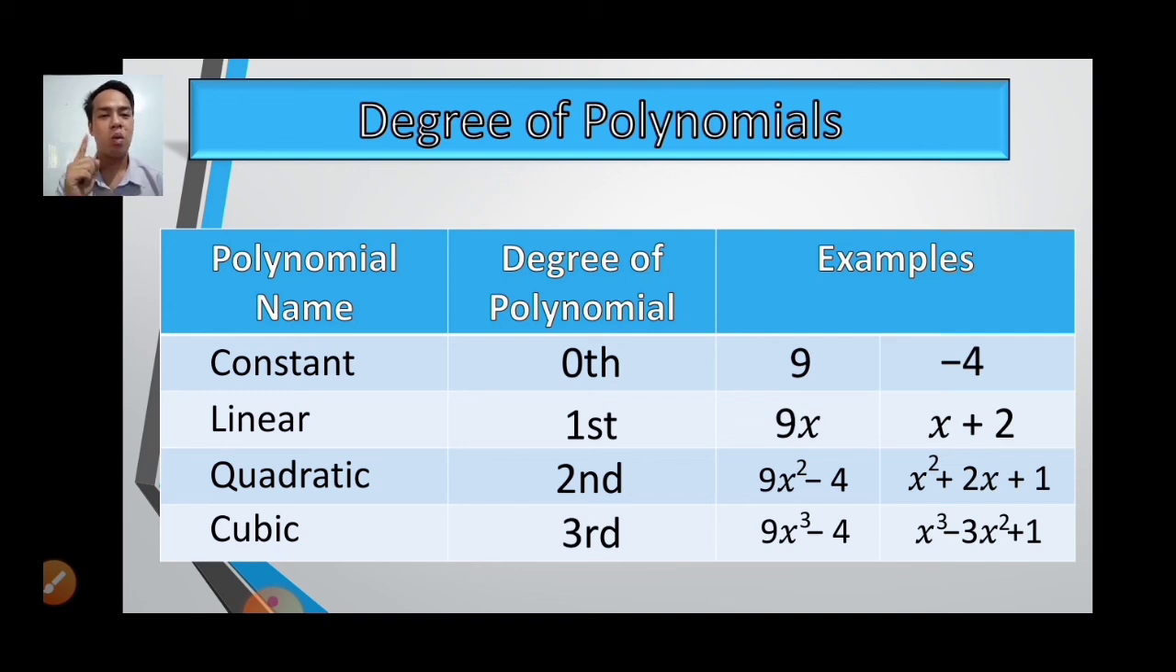So that is what we call the degree of polynomials. Again, we have the constant, meaning the whole number, a positive and negative. Next, a linear, a degree of polynomial at first degree. The quadratic is at second degree of polynomial, meaning the given expression has 2 as an exponent. Then, the fourth one, which is the cubic, is at third degree of polynomial, meaning the exponent of the given expression is 3.